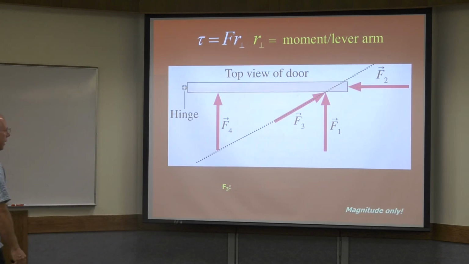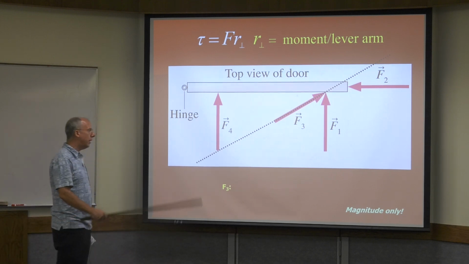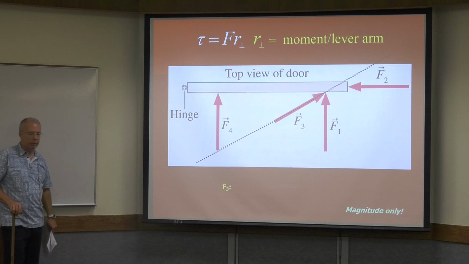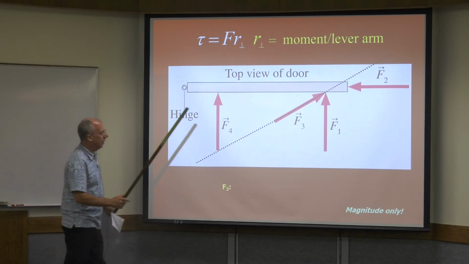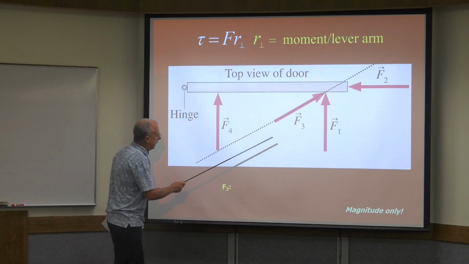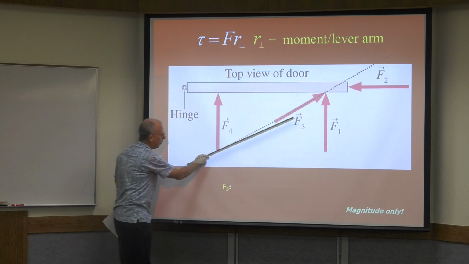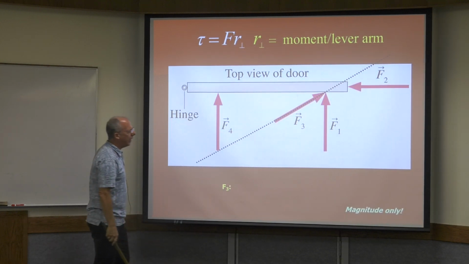All right, let's look at F3. Now you figure it out. Pause the video and figure out what is the lever arm, or the moment arm, or r perp for F3. Okay, we're back. So here you do it. Here we go. So here's the force, F3. So you just extend it however long you need to. Doesn't matter. And we want the perpendicular distance.